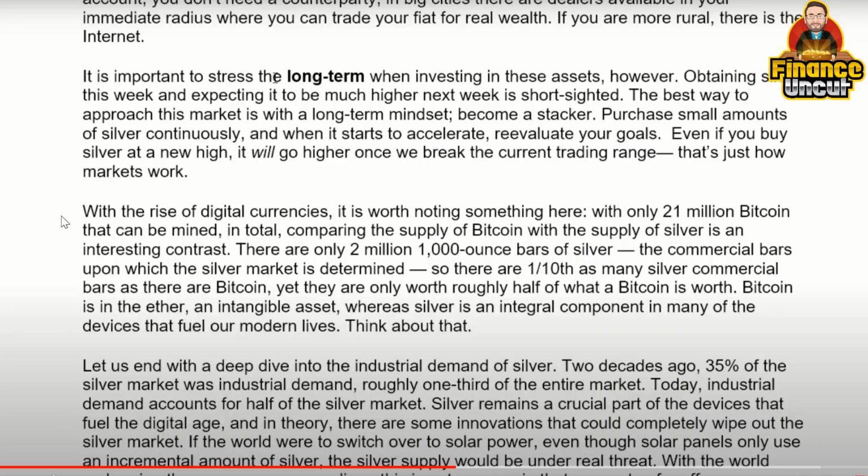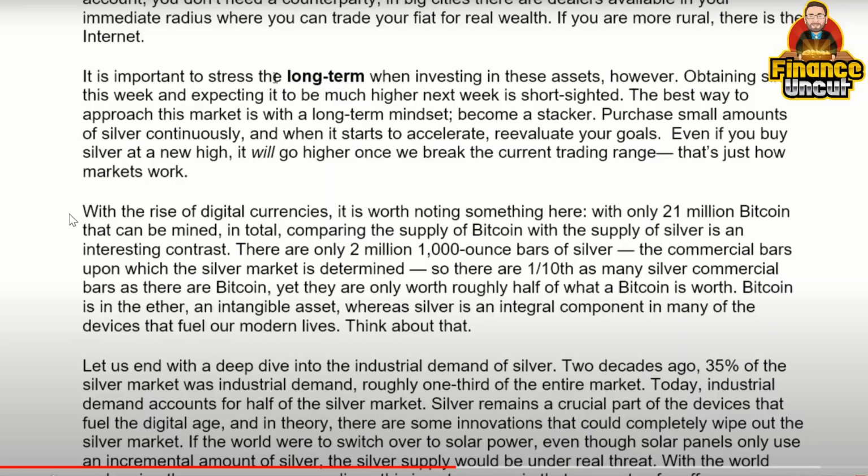Now, what I found interesting in this article, which David actually doesn't mention during his video, is this little paragraph here. With the rise of digital currencies, it is worth noting something here. With only 21 million Bitcoin that can be mined in total, comparing the supply of Bitcoin with the supply of silver is an interesting contrast.